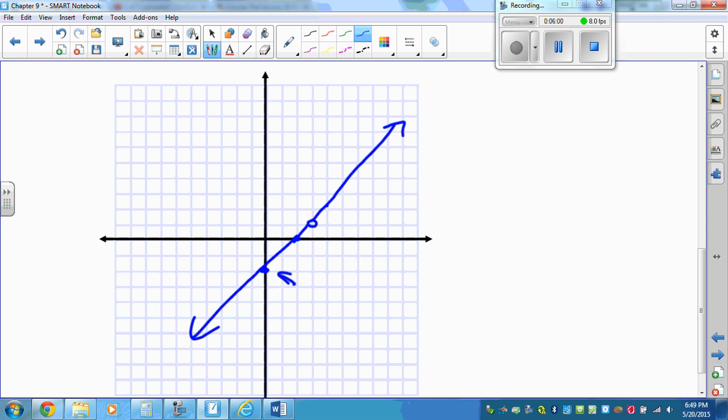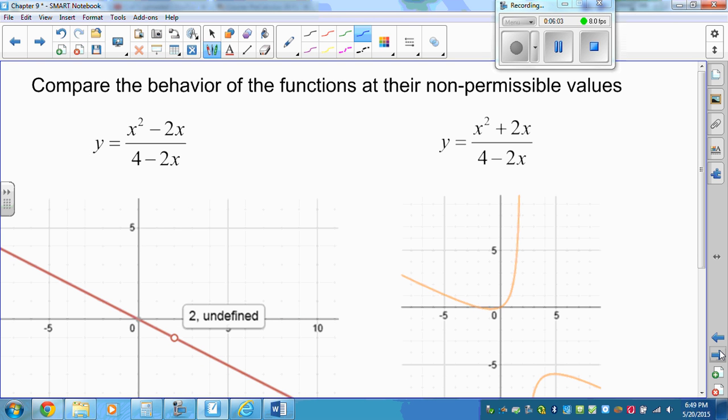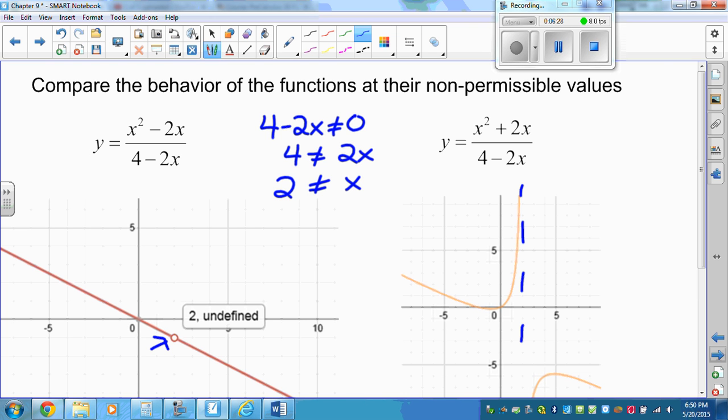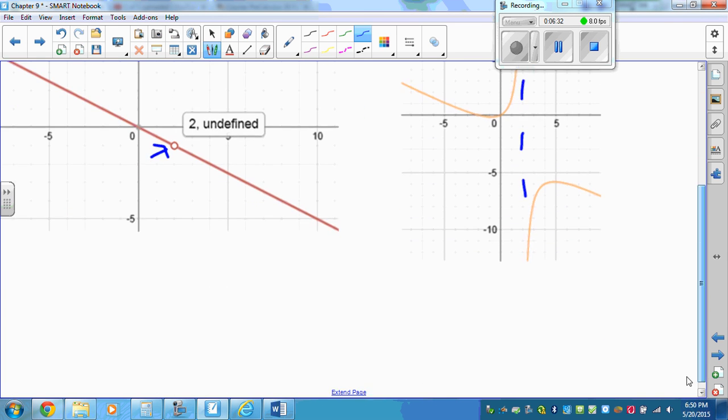Okay. Now we're going to compare the behavior of their functions that are non-permissible. So these functions both have the same non-permissible value. They have the same denominator. So 4 minus 2x cannot be 0. 4 cannot be 2x. In other words, x cannot be 2. Okay, they have the same non-permissible. Now this function here, it's undefined. And this function here, it looks like we have an asymptote at 2. So why the difference? Why did that come out differently?